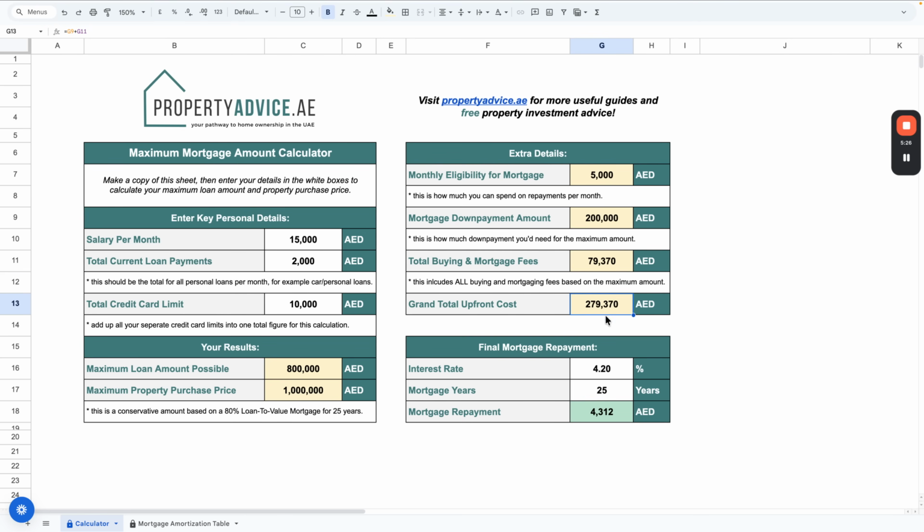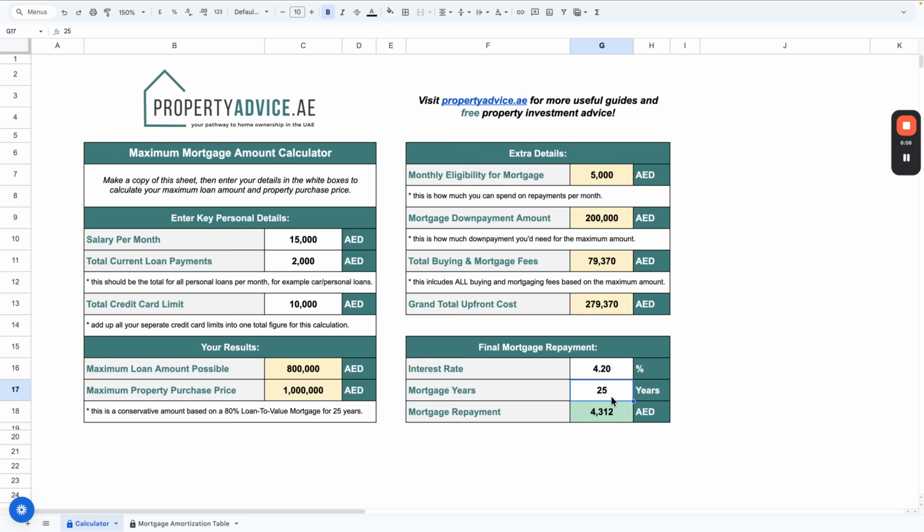So please note that in order to get this mortgage, not only do you need to make sure you fit the criteria, you would also need to have this much money up front in order to finance the property purchase. And finally, your monthly repayments. Well, for this mortgage, for example, a property value of 1 million and a loan amount of 800,000, your interest rate I've just kept at 4.2, which is relatively high these days, but just in case, your mortgage repayment over 25 years would be 4,312 dirhams per month.